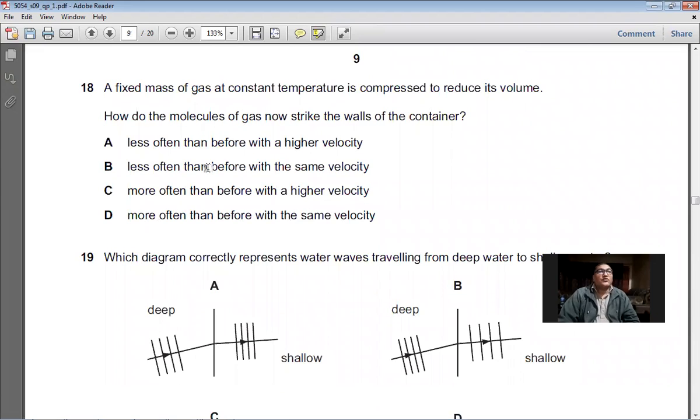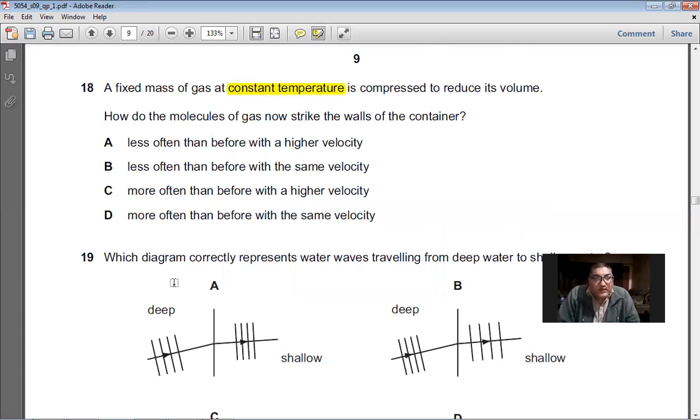The next question: a fixed mass of gas at constant temperature is compressed to reduce its volume. How do the molecules of gas now strike the walls of the container? A fixed mass of gas at constant temperature, this is important, is compressed to reduce its volume. Because the temperature is constant, the velocity will not change, it will remain the same. Less often than before with the higher velocity? No, velocity will not change.